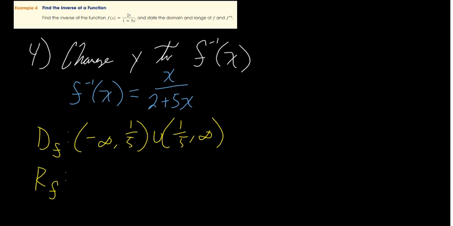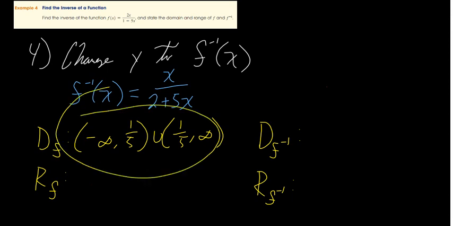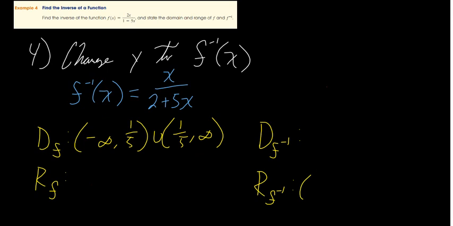Instead, we're going to find the domain of f inverse. If the domain of f inverse is the same thing as the range of f, that takes care of that, doesn't it? I also know that the range of f inverse is simply the domain of f. So that took care of two birds, one stone. Next up, let's find the domain of f inverse.